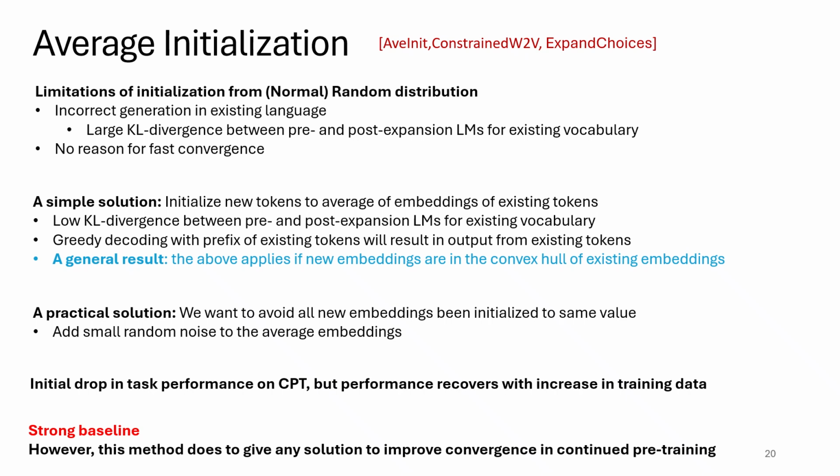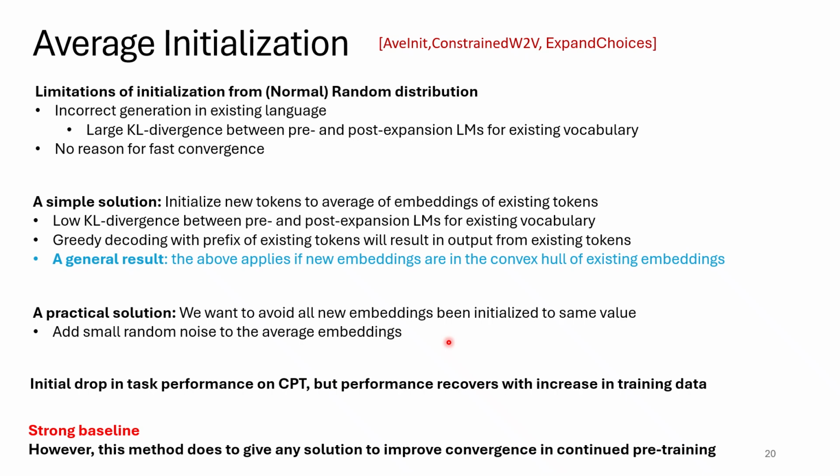And in fact, a stronger, more general result is that instead of averaging, if you just ensure that the embeddings of the new tokens are in the convex hull of the existing embeddings, then the generations of the existing tokens don't change. Right? And so this is a very practical solution. So we can just do an averaging, and maybe a little random noise can be added to these average embeddings, so that every embedding is slightly different.